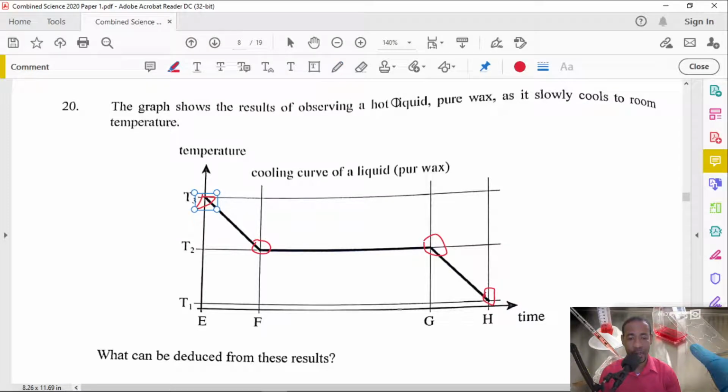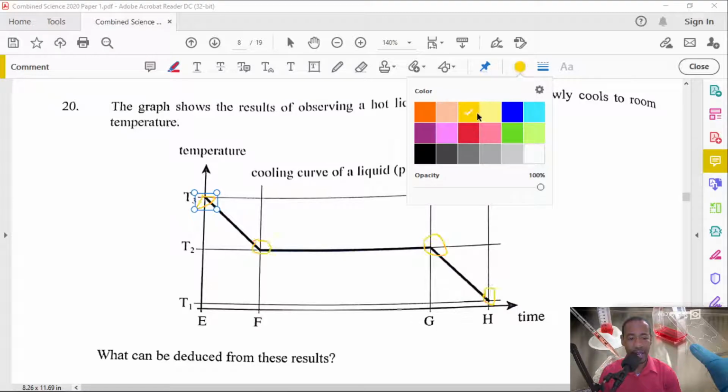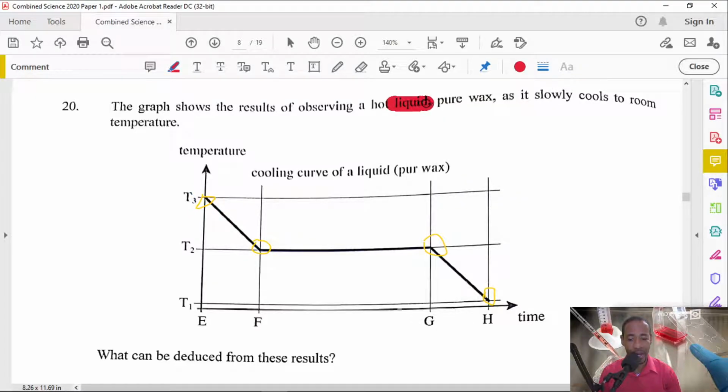So what you need to remember now is that we're moving from a liquid. So the first state right here is liquid. This first state here must be our liquid. And then moving from the liquid, the second state here must be from liquid to solid. Let's put L and S.